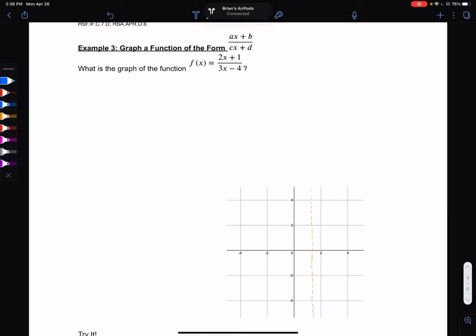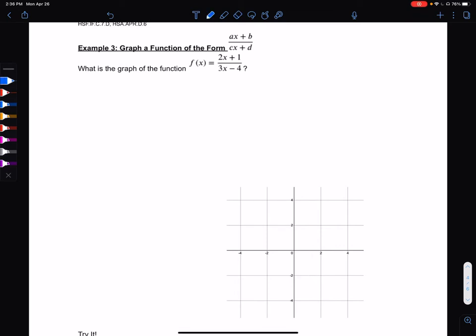In this video, we're going to look at example 3, where we graph a function of the form ax plus b over cx plus d. We're asked, what is the graph of the function f of x equals 2x plus 1 over 3x minus 4?